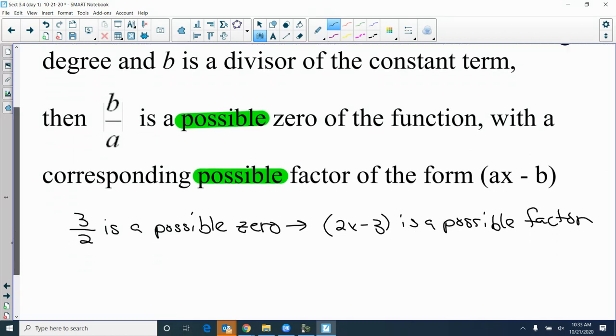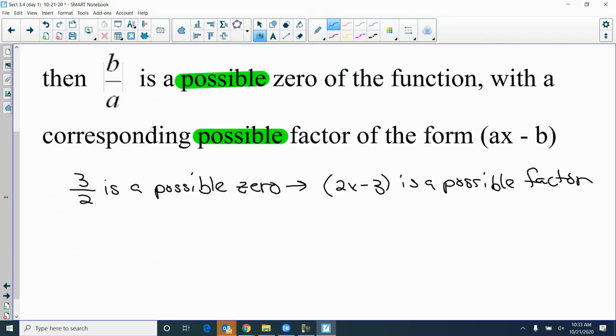All right, and that's just general, so just pay attention here. Don't worry about writing this all down. What if you have like -1/2? What would be the possible factor? Okay, -1/2 is the possible zero, the possible factor is 2x plus 1. Good. So it's going to be the opposite sign. Okay. What if you just have -4? What's the possible factor? Don't make that hard. We've already done that. It's just x plus 4.